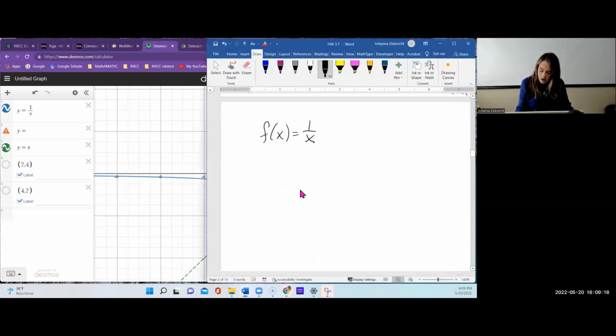Remember what the rules are. First, replace f of x with y. Then we have y equal 1 over x. Then swap x and y and label. Now we have an inverse equation, which we don't know yet whether or not it's a function. The inverse equation is going to be x equal 1 divided by y.